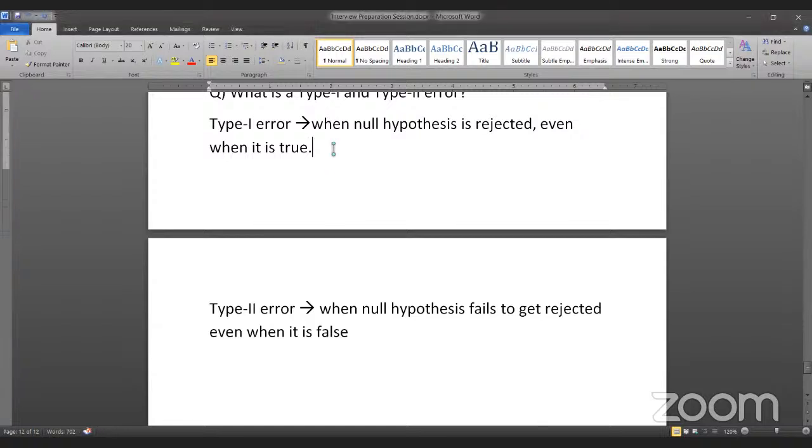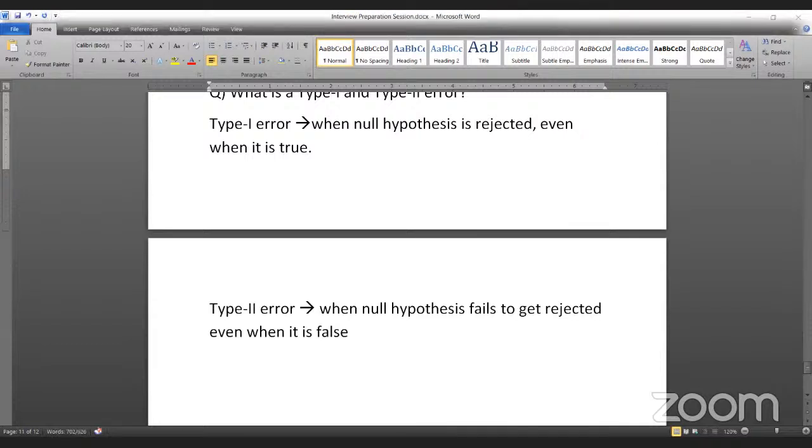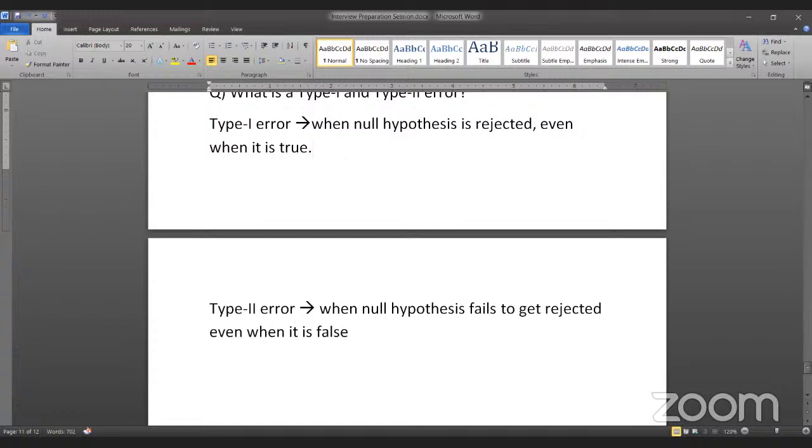Okay, so there are terminologies related to this. This type 1 error is also known as false positive, and this type 2 error is also known as false negative. Okay, coming to the next question.